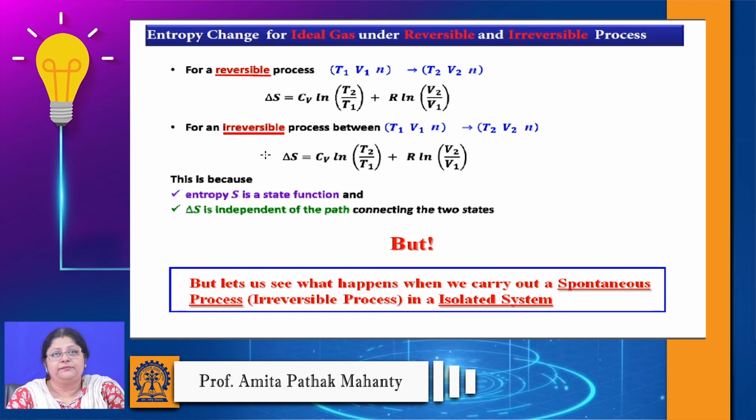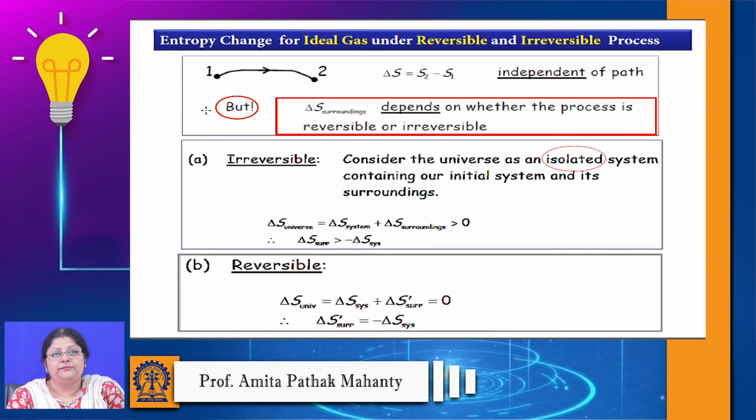But if the process is irreversible, then what happens for an isolated system? What you are going to have different is, when you are having a change of state, say from state 1 to state 2, it is path independent. The total change in entropy should be the entropy of the final minus the entropy of the initial. It is going to be independent of the path you are choosing.